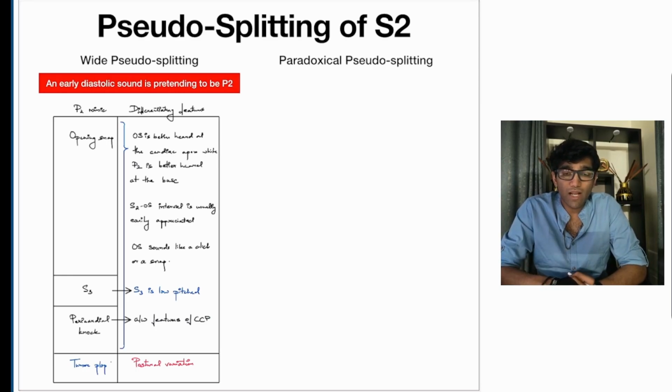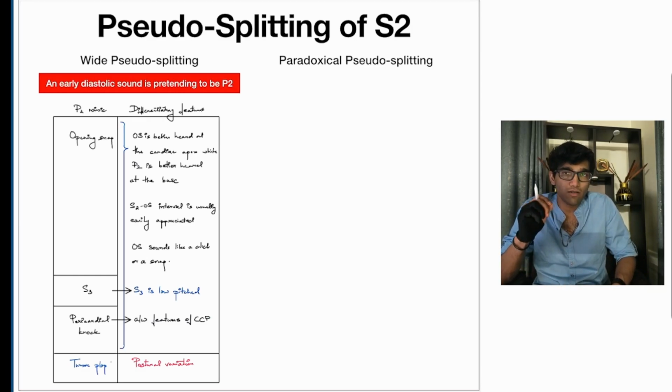Okay, so then how do you differentiate it? One thing is that splitting is heard in the pulmonary area. If it is pseudo splitting, the second component would actually be the opening snap, and the opening snap is not best heard in the pulmonary area. It is heard best in the apex. So the first thing is to see whether it is in the apex or not.